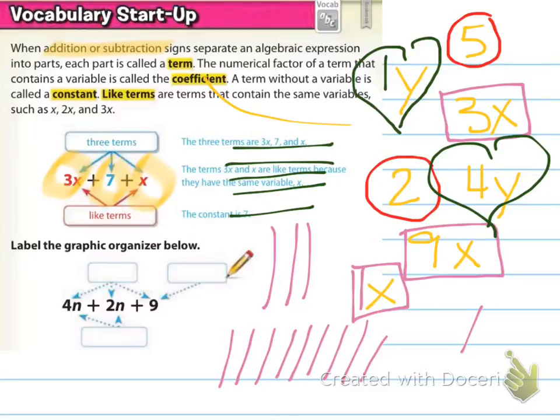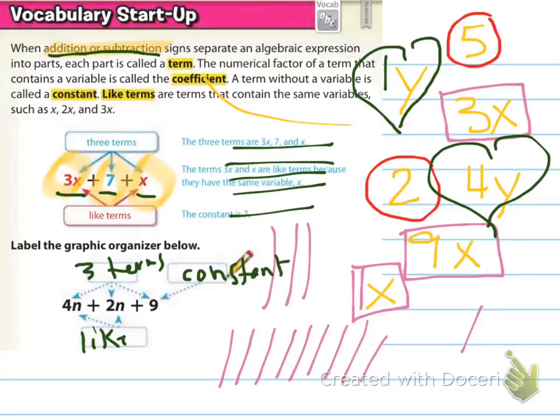So we've got our 3 terms because they're all separated by an addition sign. Because remember that terms are separated by addition and subtraction signs. Because automatically multiplication signs mean coefficients, right? 3 times x, that means 3 is the coefficient for x. So let's see, labeling the graphic organizer below. So here we have our 3 terms. The x values, these are our like terms. And then the 9 is called our constant. And if they were just underlining maybe the 2 and the 4, we could call those our coefficients.